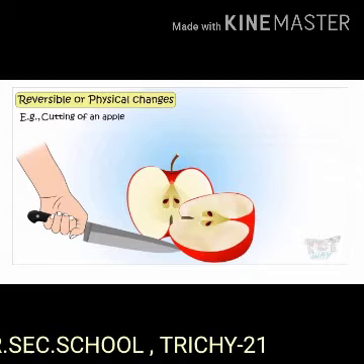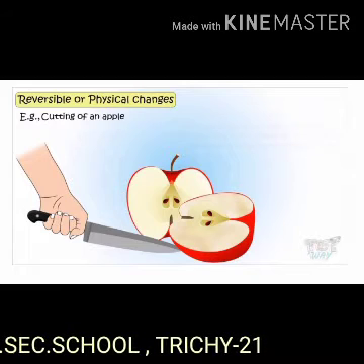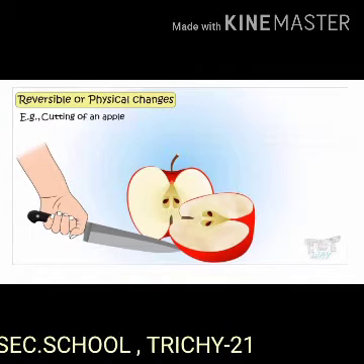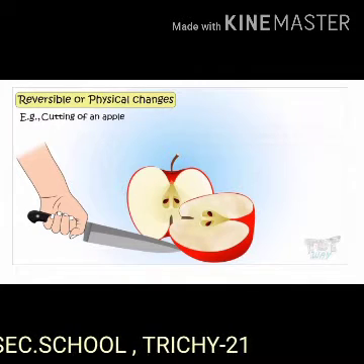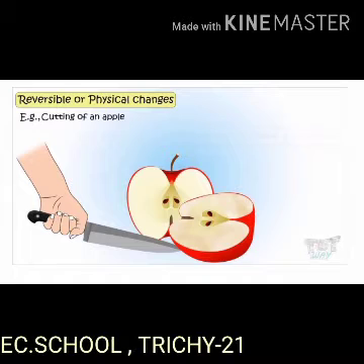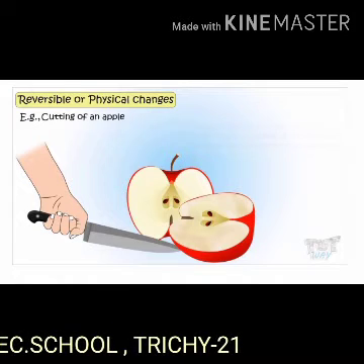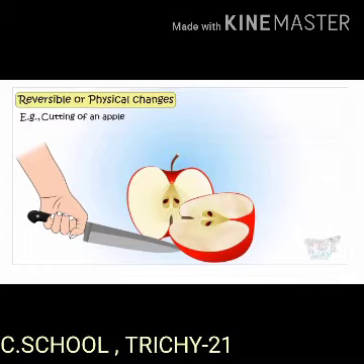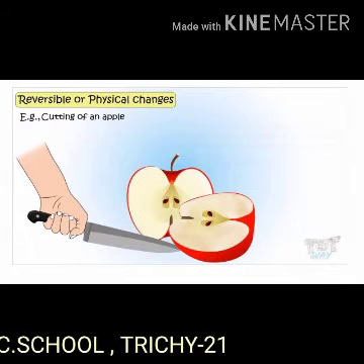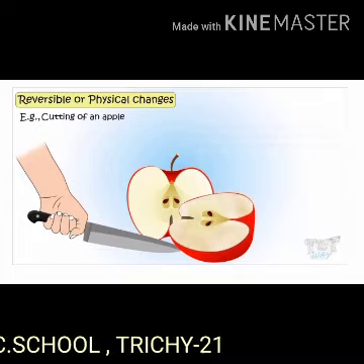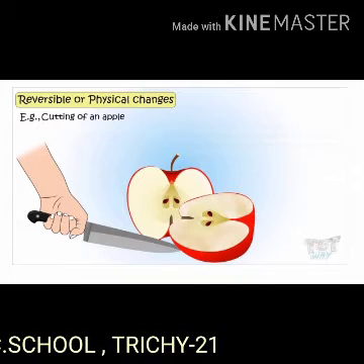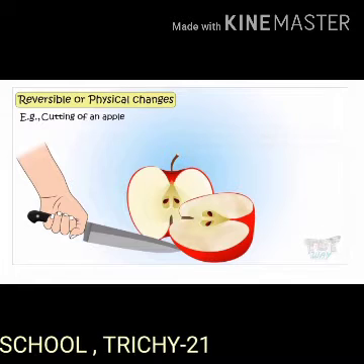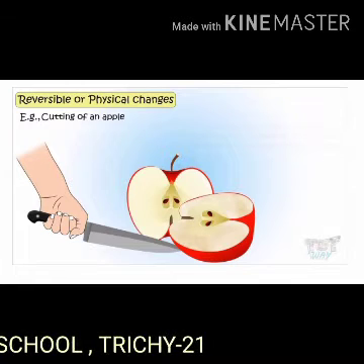Is there any change in the composition of the apple while cutting? No, only the shape and size have changed. This is called a physical change. Leave the other half on the table for some time. You can see brown patches formed on the cut surface because of the reaction between some substance in the apple and the air around it. This is a chemical change.